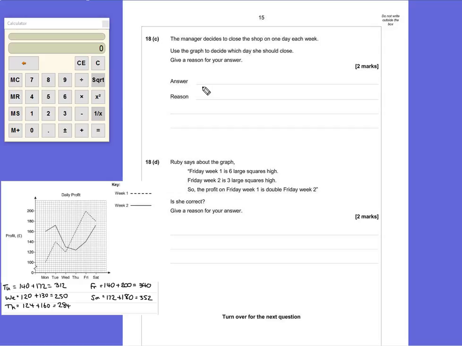I think it's quite logical to assume that the shop would be closed on the day where it makes the least money. If we look at your previous page, which I've copied to the bottom left corner here, you should just look from your previous answers to see which day makes the least money. According to this, it would be Wednesday. So it's a very logical answer to say that Wednesday would be the day to close.